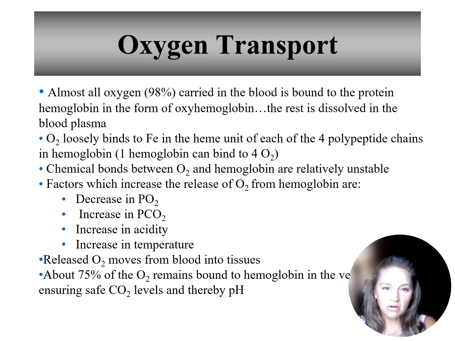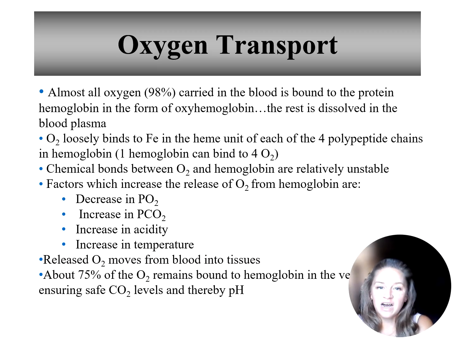So this says almost all oxygen carried in the blood is bound to the protein hemoglobin. Why? Because oxygen is not soluble in blood, because oxygen is nonpolar, blood is polar. The rest is dissolved in the blood plasma. This is very, very little oxygen, less than 2% of the oxygen. This is not a way to transport oxygen.